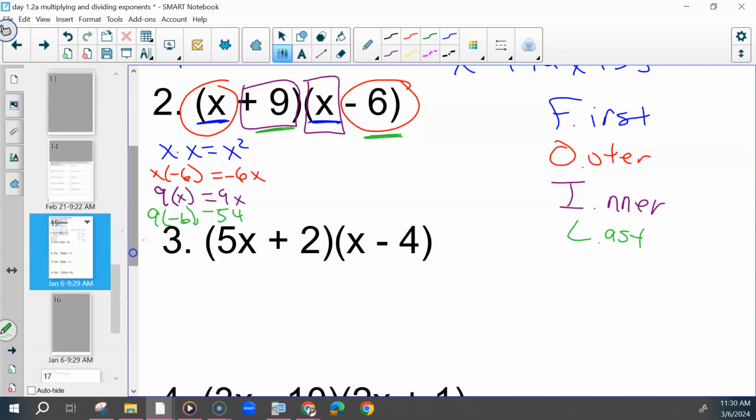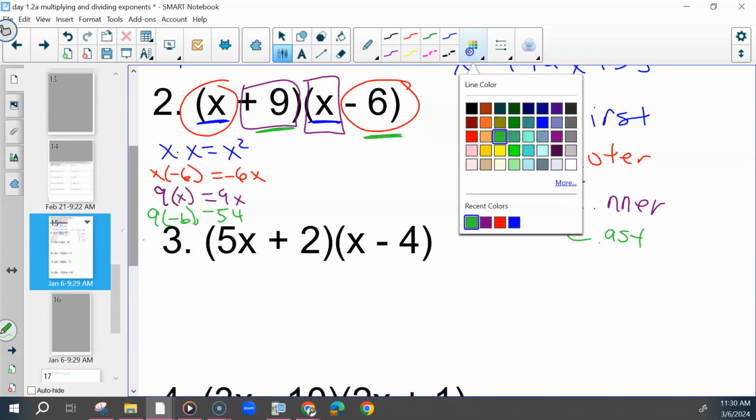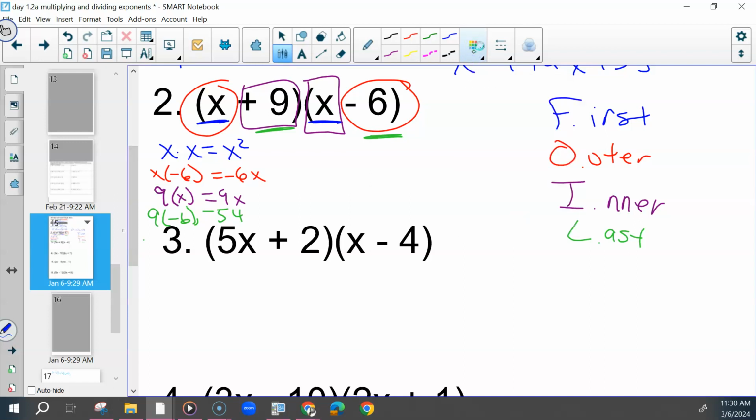Just like what we did before, we're going to combine our like terms and rewrite it into standard form. If we did that, what would we have? What would our final answer be? X squared plus 3x minus 54.